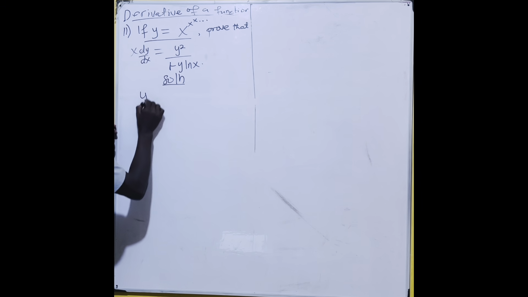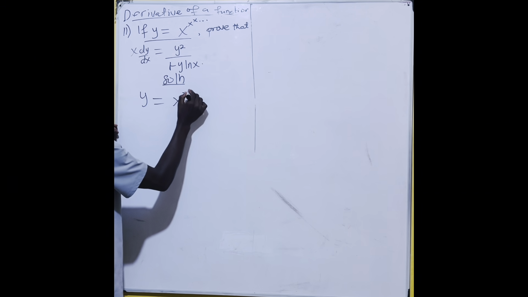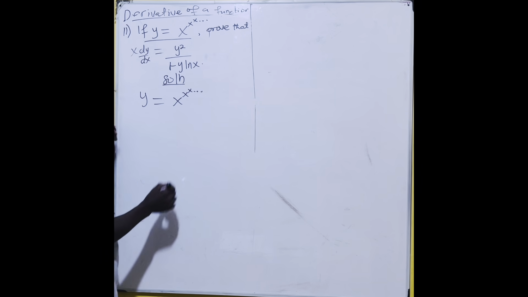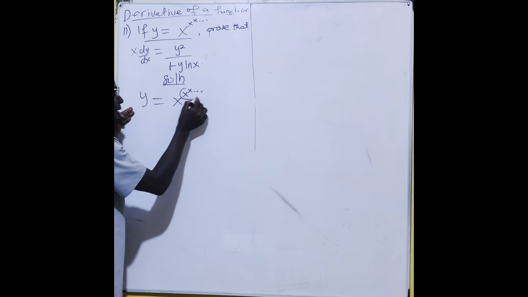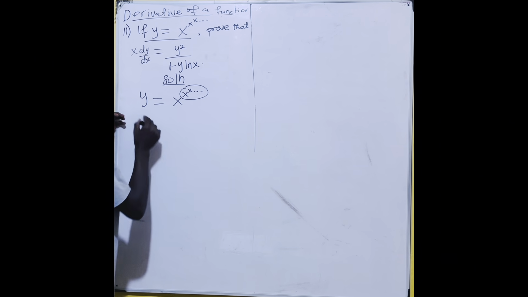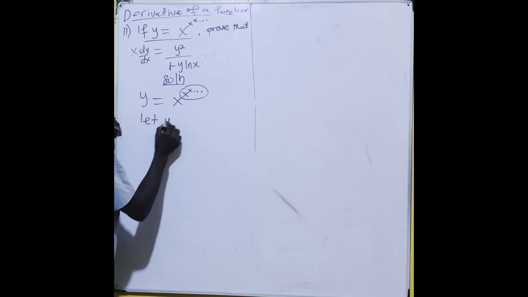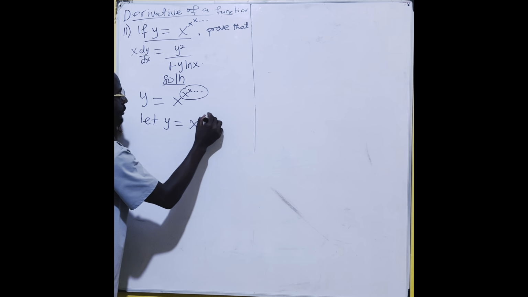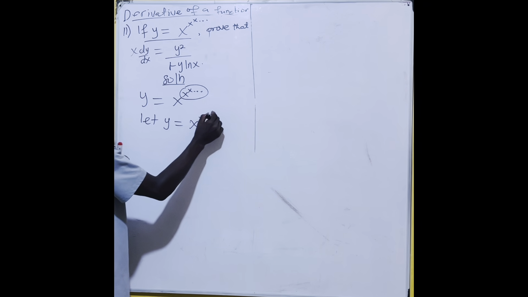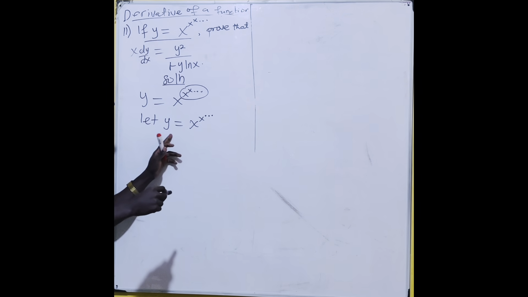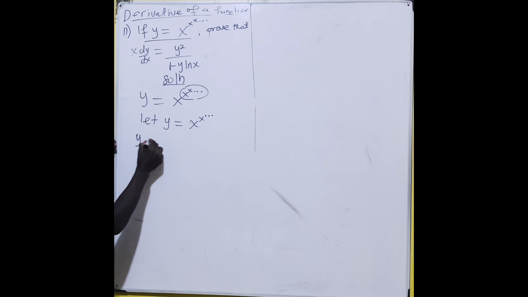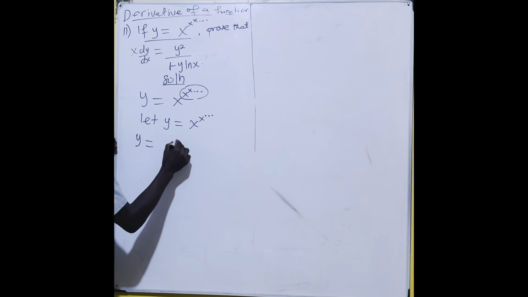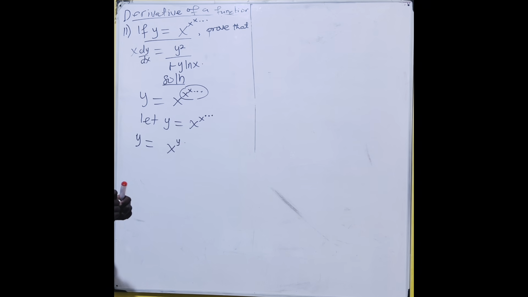If we observe y equals x to the x up to infinity, we can see that we can represent this right here by letting y equal x to the x to infinity. So if y is representing the whole of this, then it means that we can say that y is equal to x to the y. So we have this right here.